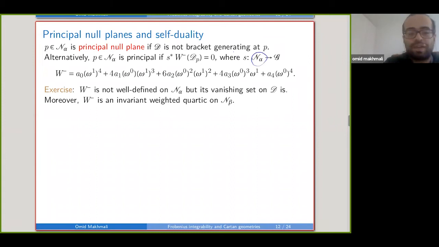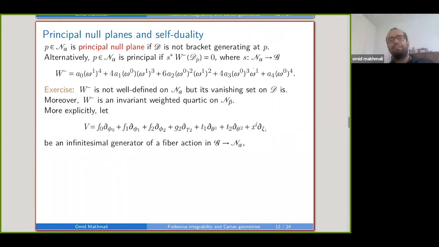The same way you can cook up the self-dual quartic using BIs, and here you just put omega two, and then you get an invariant quartic on N alpha. So this can be checked in many ways. We have a parametrization of the structure group that one can check, or more efficiently, one can just take an infinitesimal generator of the fiber action for the fibers of the principal bundle over this N alpha.